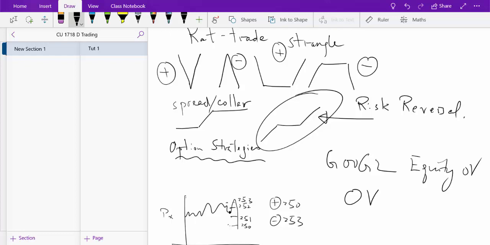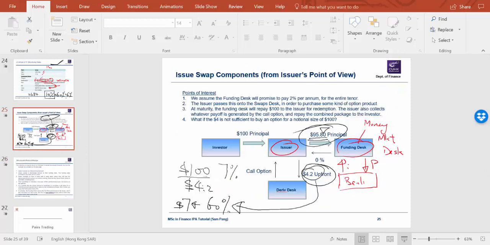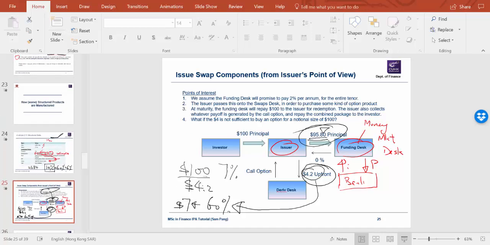there is a menu with all the vanilla and exotic options under the sky you can think of, a lot of them that you can play around with. And I think what we need you to do in the end is just to price some of these and then put them into the structure. How? The way that I've described here. And then you come up with some kind of investment proposal.